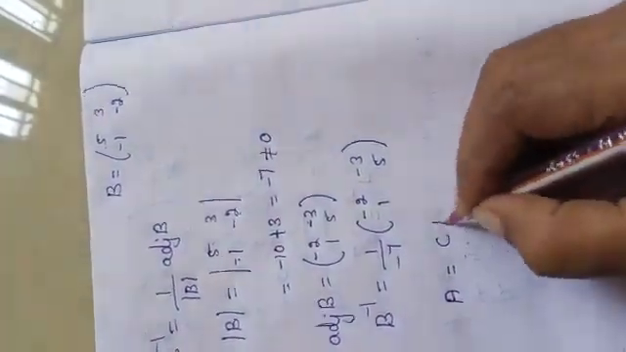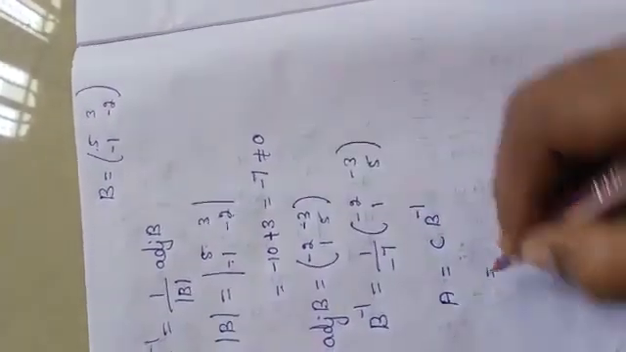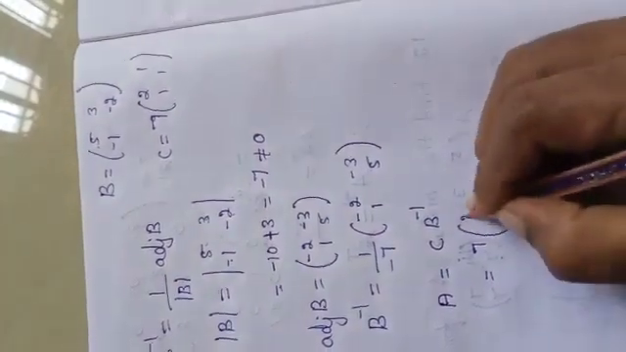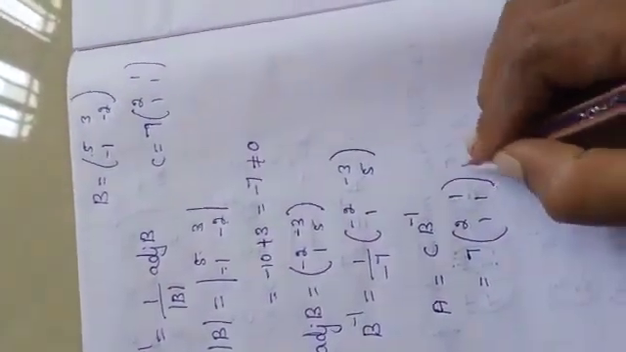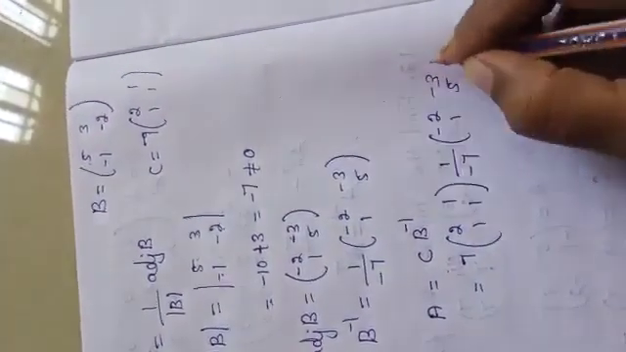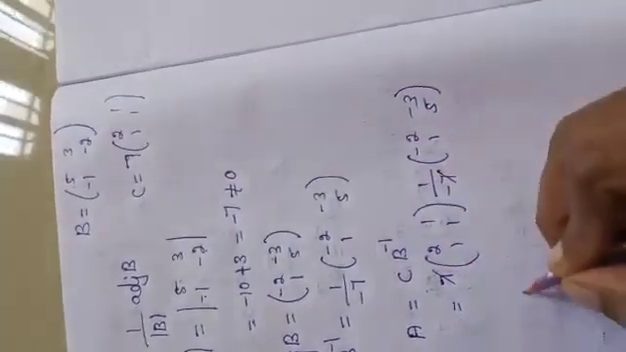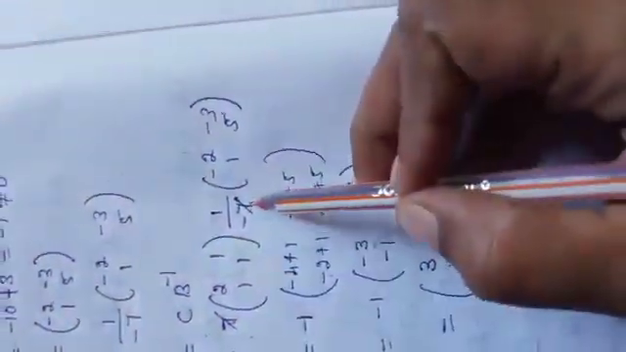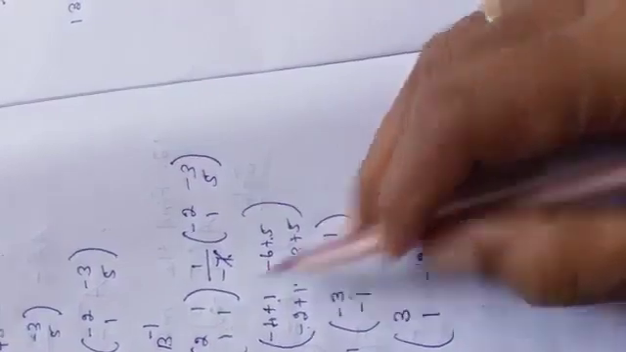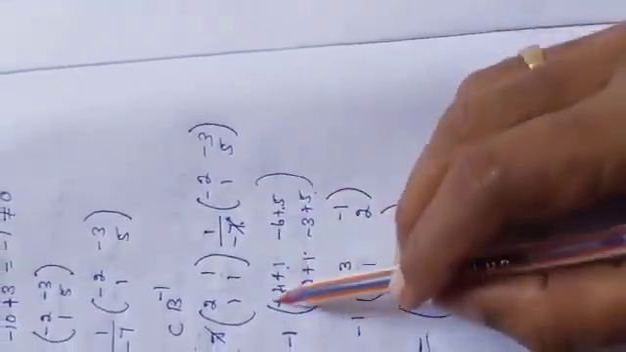A is equal to C into B inverse. C is 7 into 2, 1, 1, 1, the matrix given in the problem. And B inverse is 1 by minus 7 into minus 2, minus 3, 1, 5. 7 and 7 will get cancelled, leaving minus 1 into the product of these two matrices: 2 into minus 2 minus 4 plus 1, minus 6 plus 5, minus 2 plus 1, minus 3 plus 5. When we simplify, what do we get?